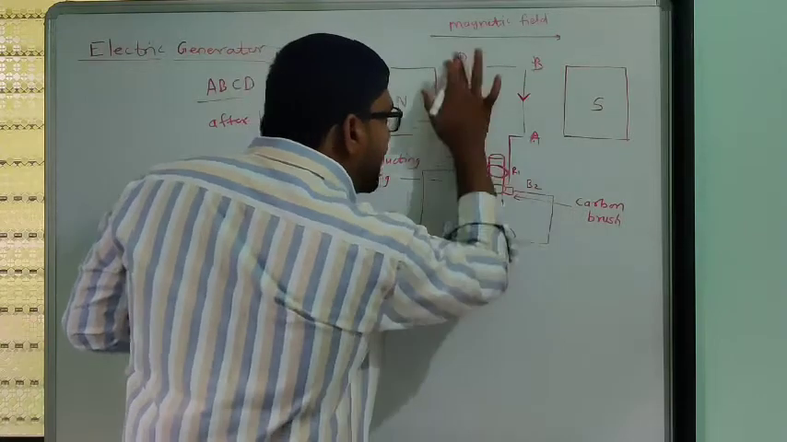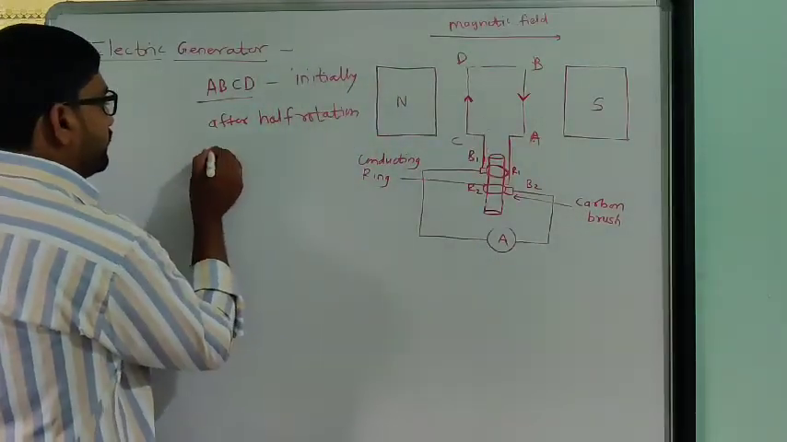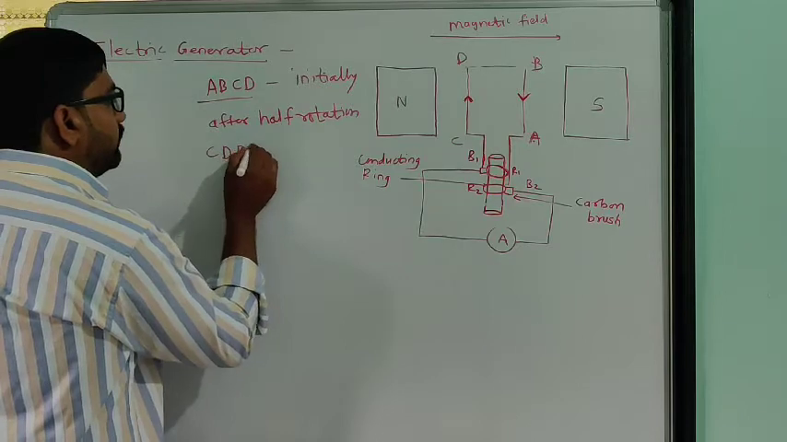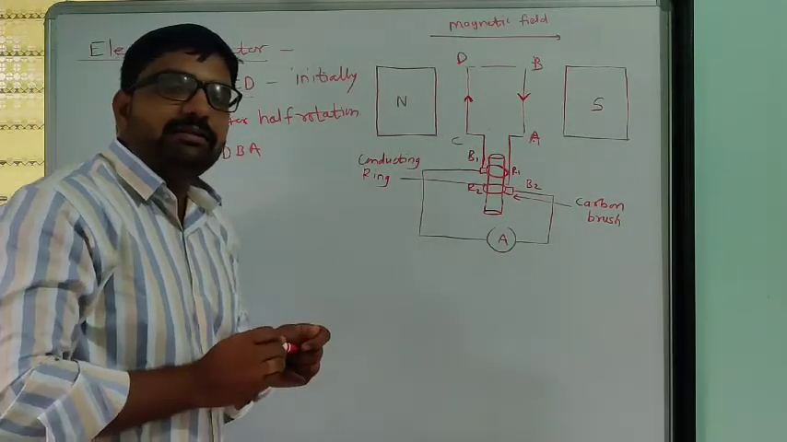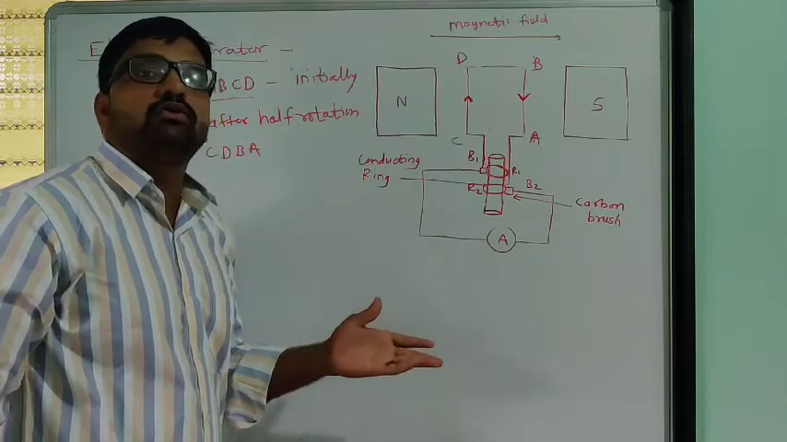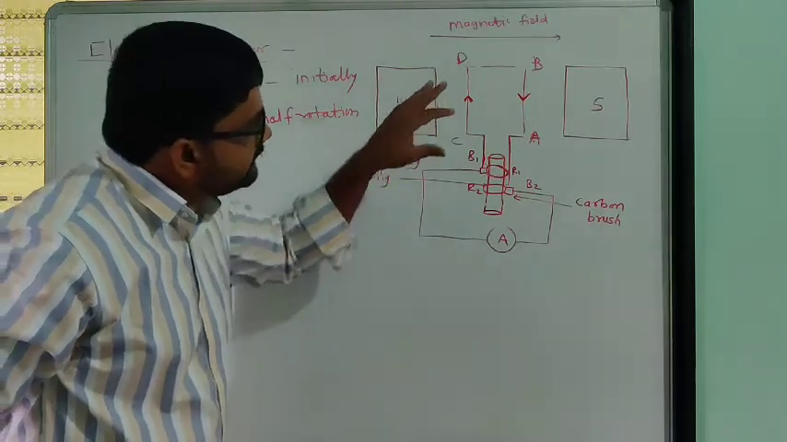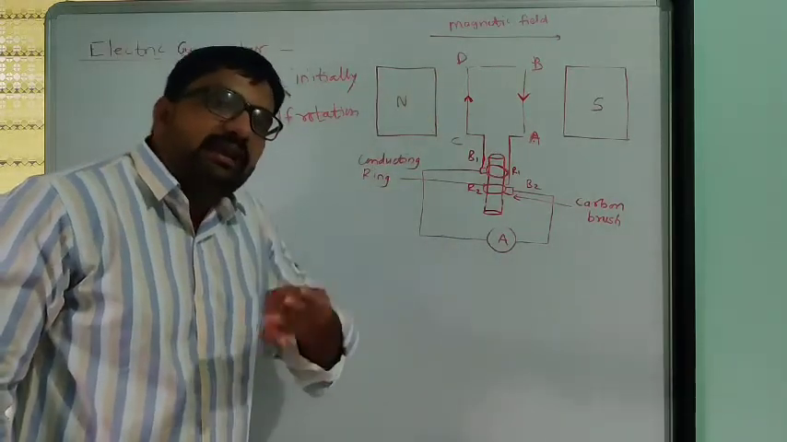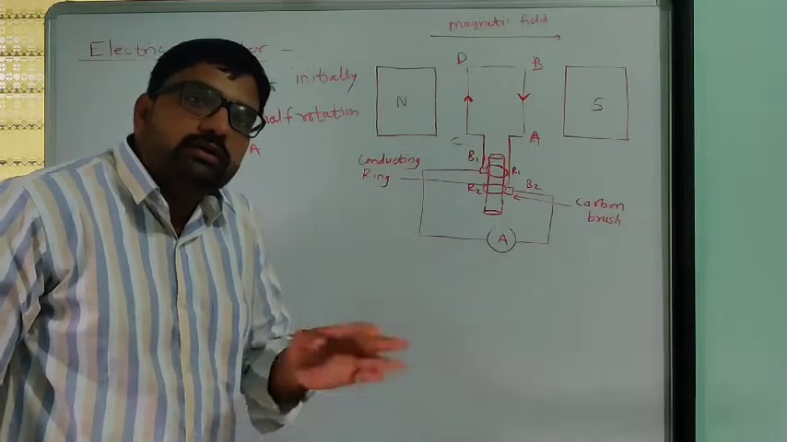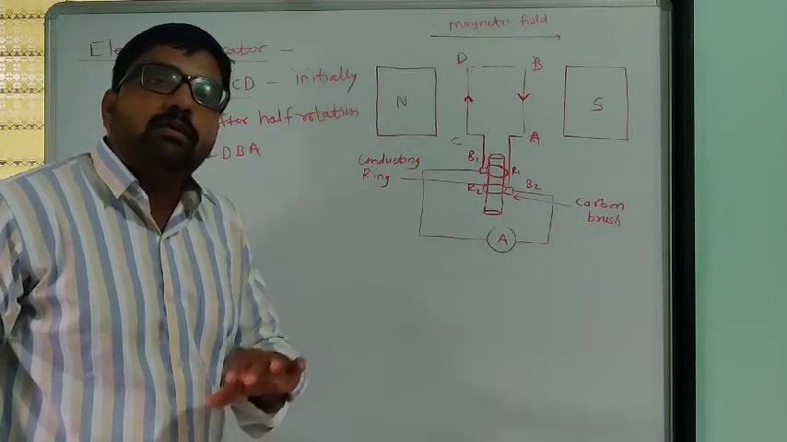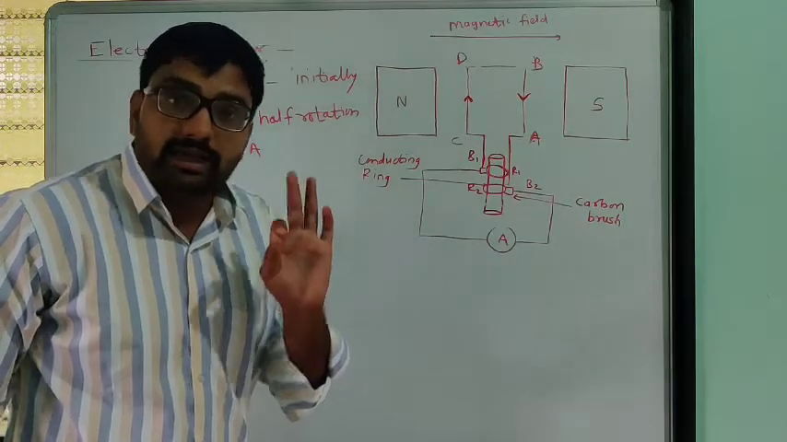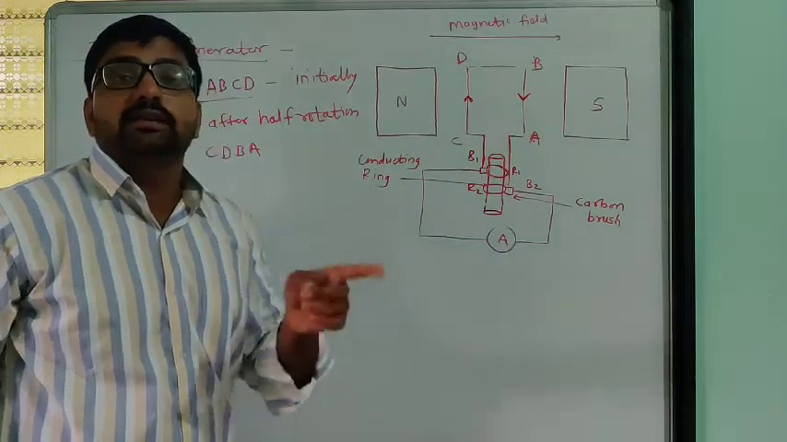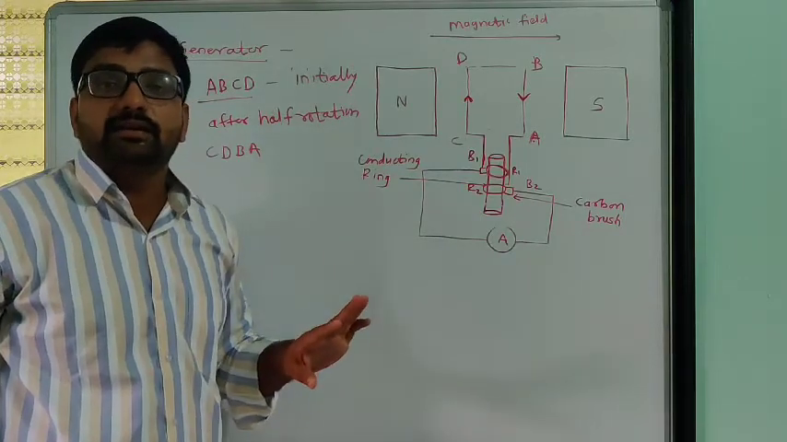Okay, so now the direction of current will be CDBA. So after each half rotation, the direction of current goes on changing. Such a current, where the direction or polarity of the current keeps changing, is called an AC current, that we studied in the last lecture, AC and DC current.